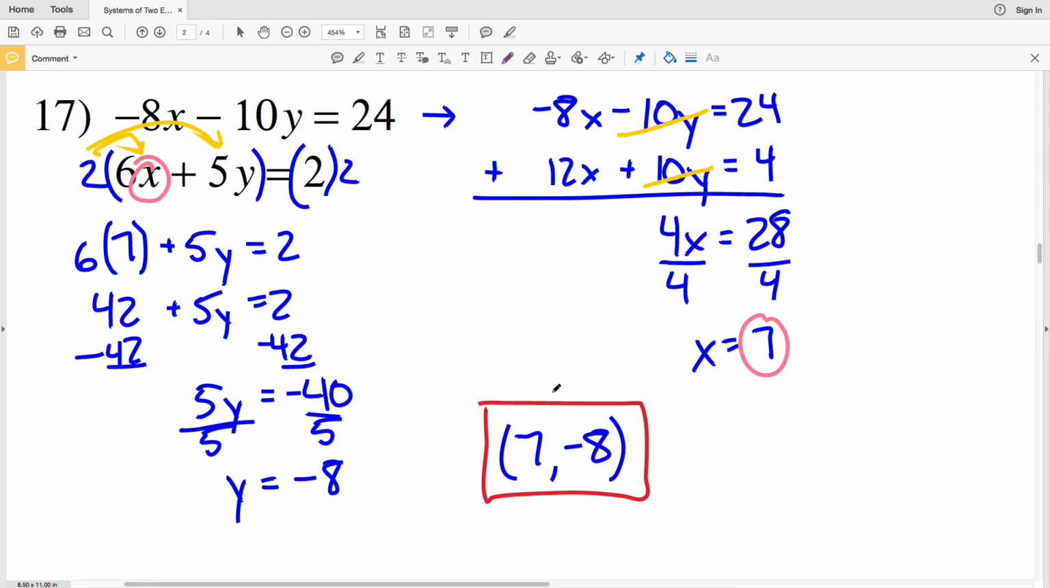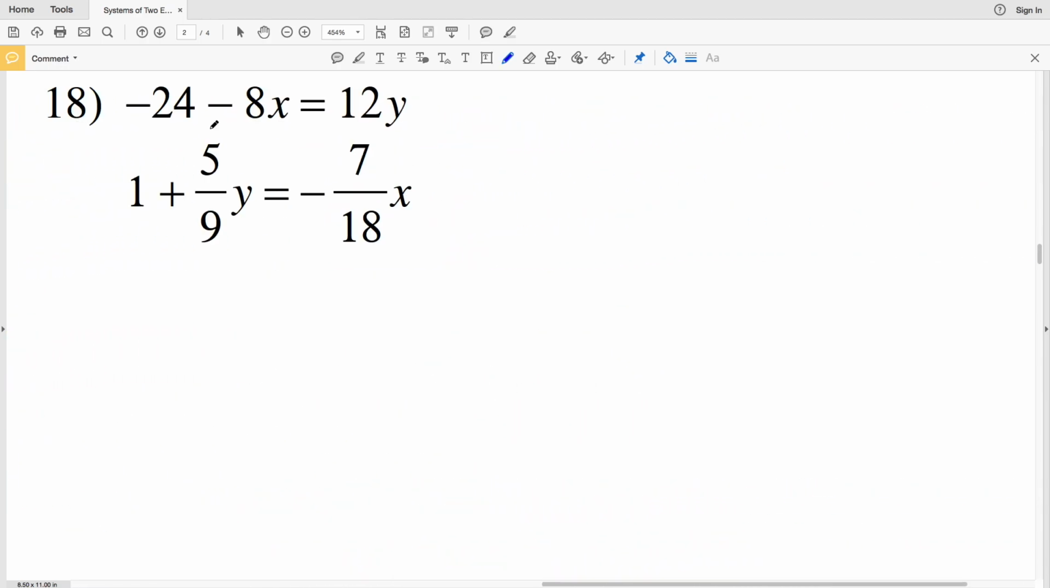Let's move on to number 18. In number 18, I have negative 24 minus 8x equals 12y. Then I have 1 plus 5/9 y equals negative 7/18 x. So what I'm going to do is remove these denominators, and I'm going to do that by multiplying both sides by 18.